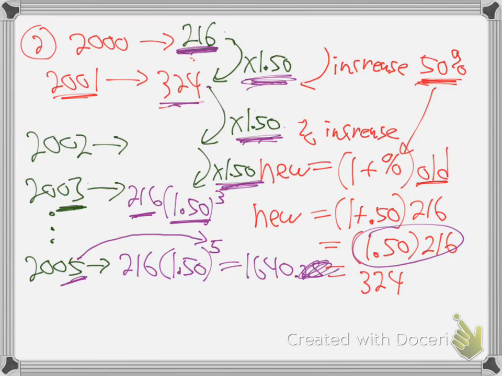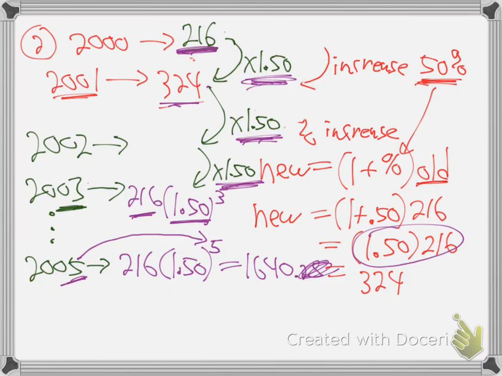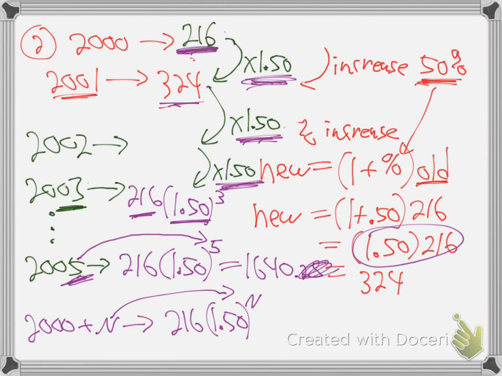G sub n. Oh wait, yeah, I'm doing the right one. So same kind of thing. Basically, now what's n? It's just going to be 2000 plus n years. It's the same thing, just n years later. So what's it going to be? 216 times 1.50 to the n, right? Because this matches that, just like 5 matches 5.